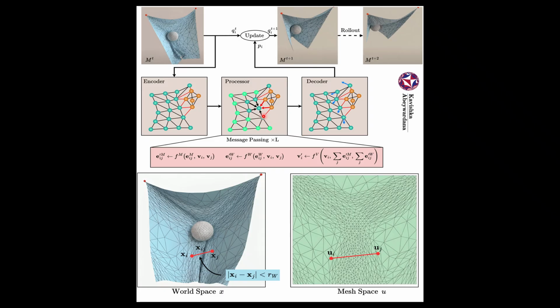After message passing, the network predicts how the system changes. For each node, it might predict things like acceleration, velocity change, or pressure change. These predicted derivatives are then integrated to produce the next simulation state, as you can see here. So the model learns a function from state t to state t plus 1. Once trained, we can repeatedly apply this prediction to simulate the entire trajectory.